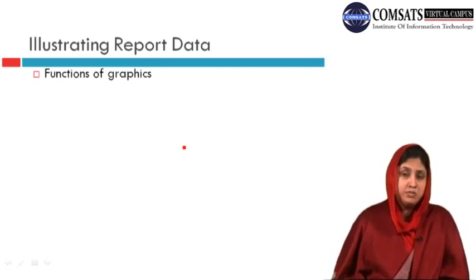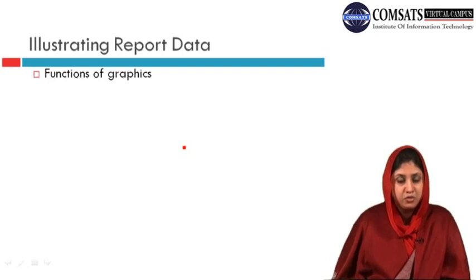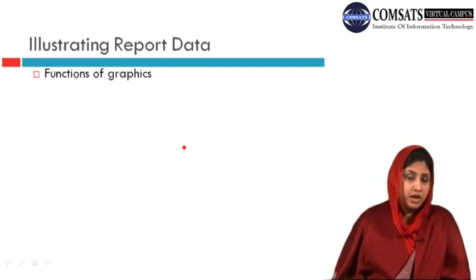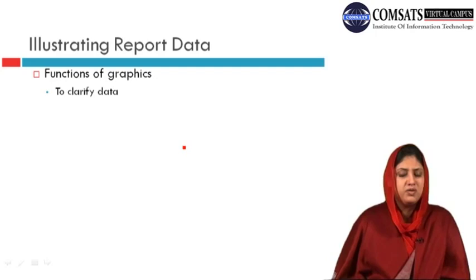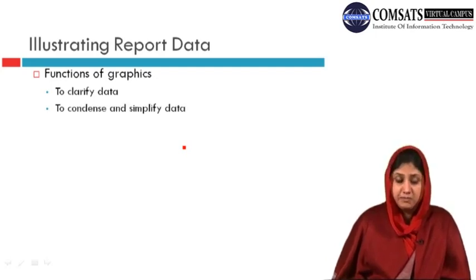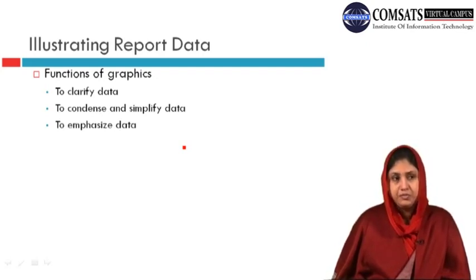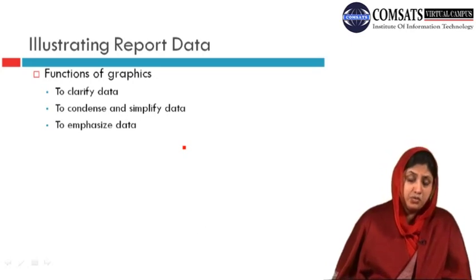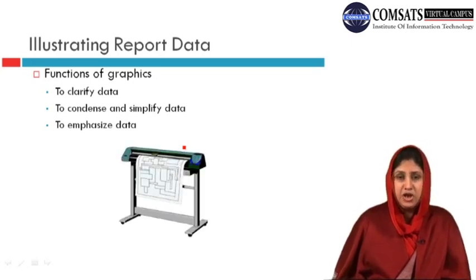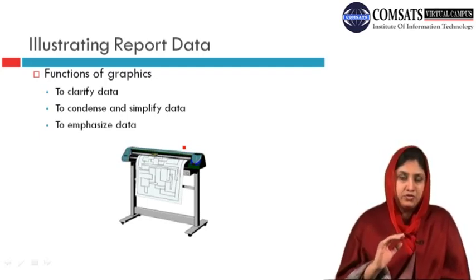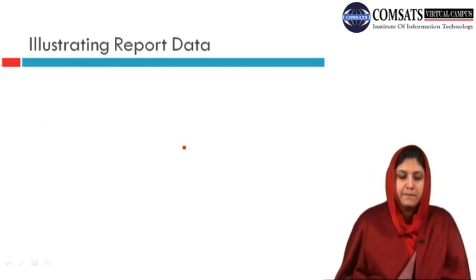You analyze your data, you put your data into the document, and you try to illustrate it with graphs and different kinds of visual aids in order to make it more comprehensible for your reader. So the functions of graphs and all the graphics that you use inside visual aids are basically to clarify your data, to condense and simplify the information, and to emphasize some part of the information that you want to. For example, a chart or a graph would show something particular on an axis to draw readers' attention.